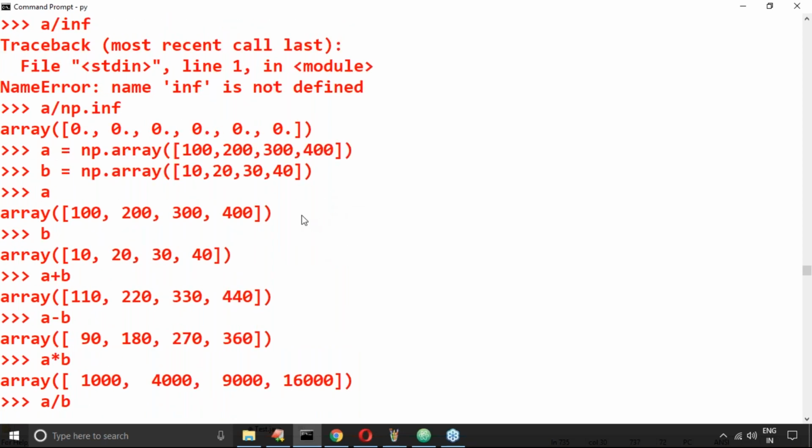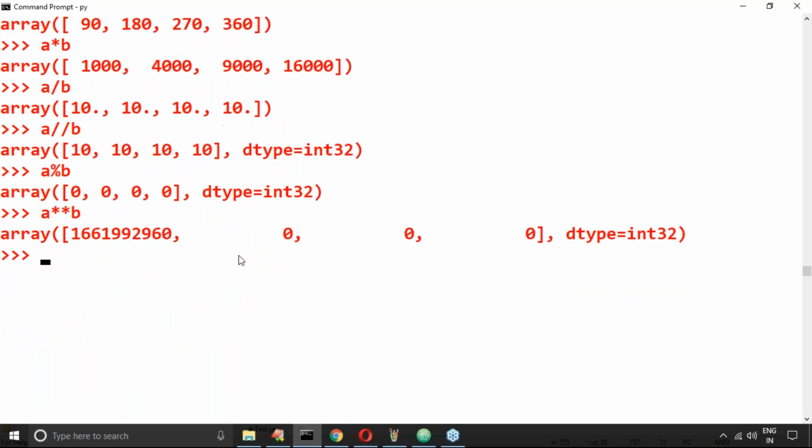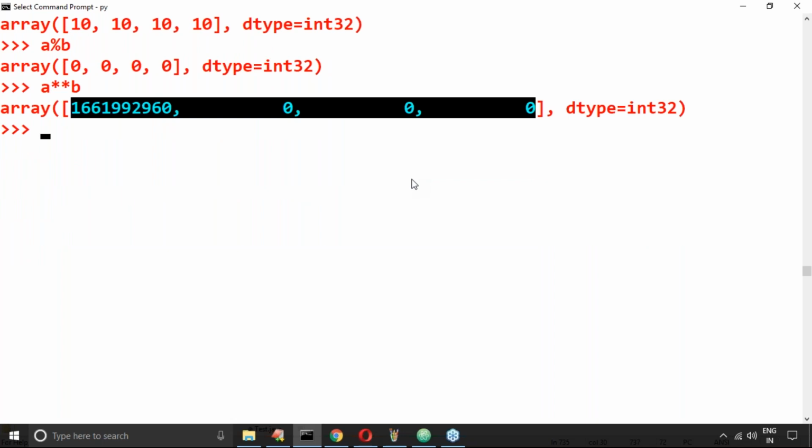A power b means 400 power 40. Array 100 power 10. 100 power 10 means you know already. Now observe here. Have you observed it? We are getting some values.